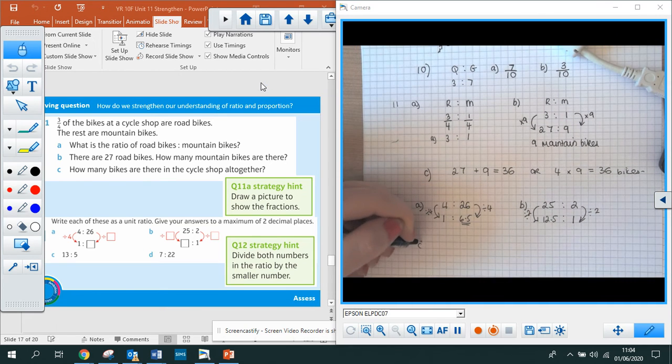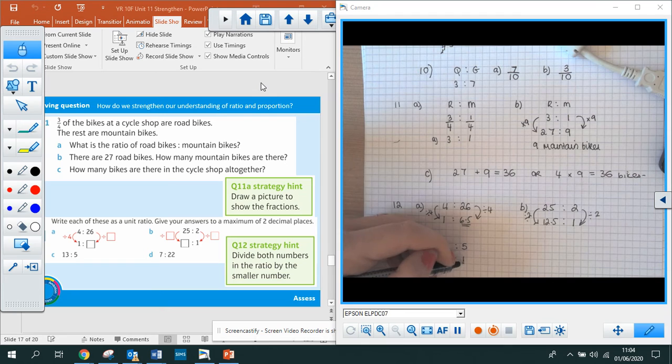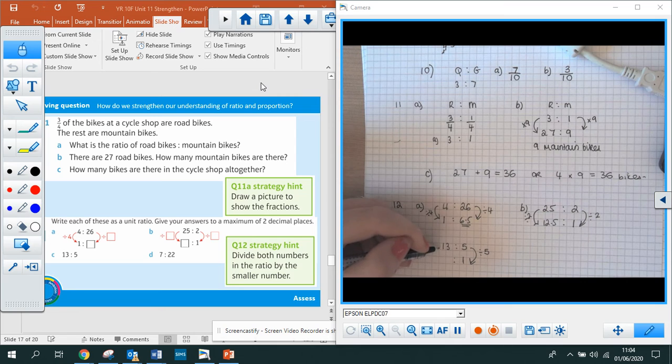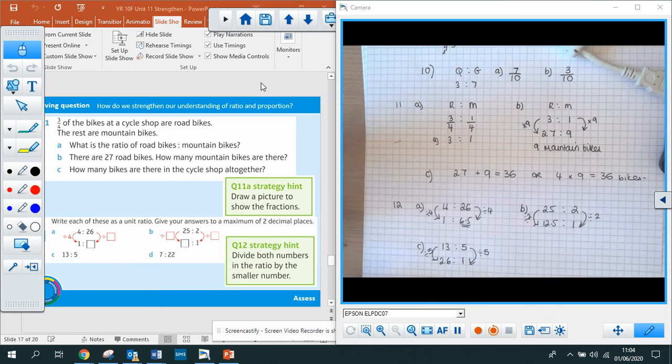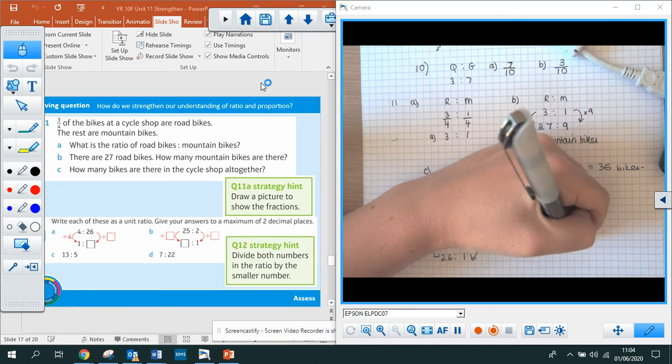Part C. We've got 13 to 5. One of the parts has to be 1. It's going to be my smaller number that I'm going to pick because it hasn't specified. How do I get from 5 to 1? I divide by 5. Therefore, I need to divide my 13 by 5 to get an equivalent ratio. 13 divided by 5 is 2.6. That's your final answer.